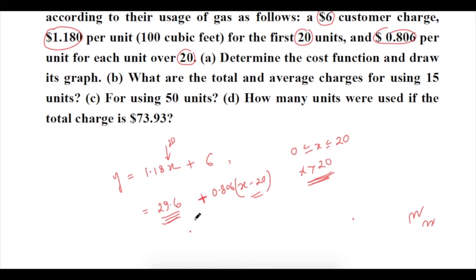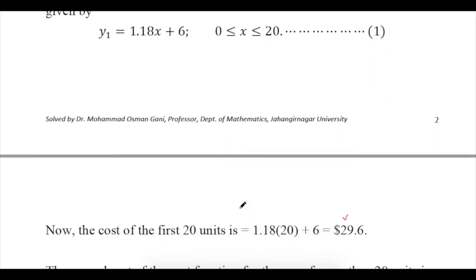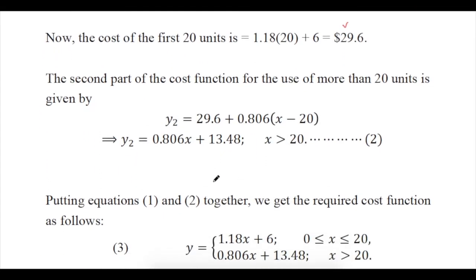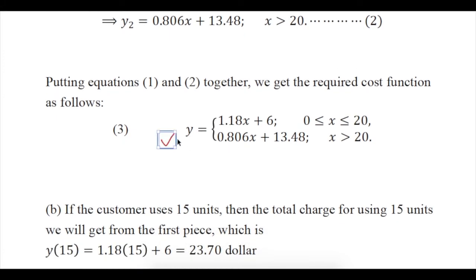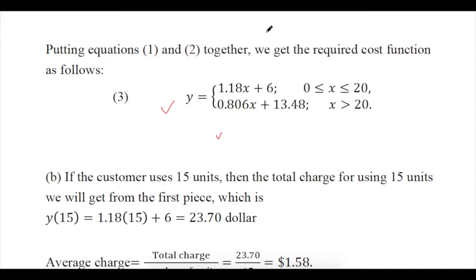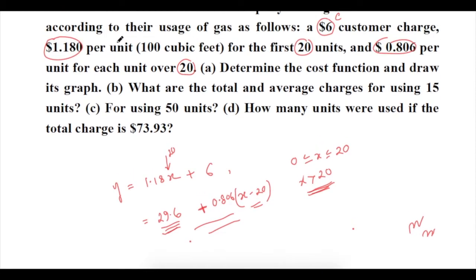So if you simplify the second line, then the required cost function will be this one, y equal 1.18x plus 6, which is from 0 to 20, and y equal 0.806x plus 13.48, which is the cost function for x greater than 20. Now from this cost function you can calculate the total and average charge for using 15 units.